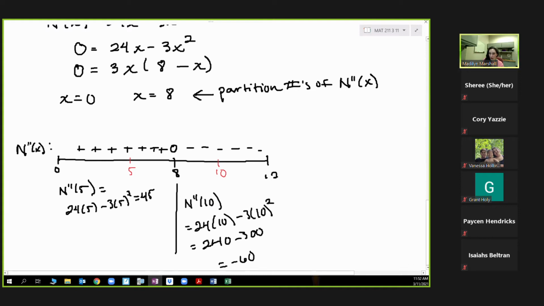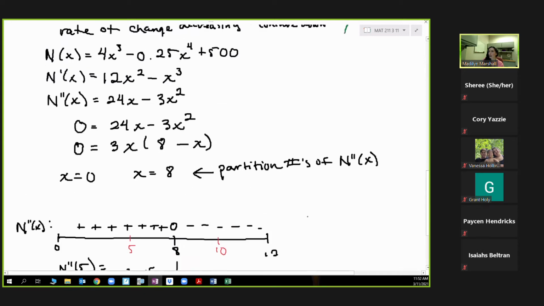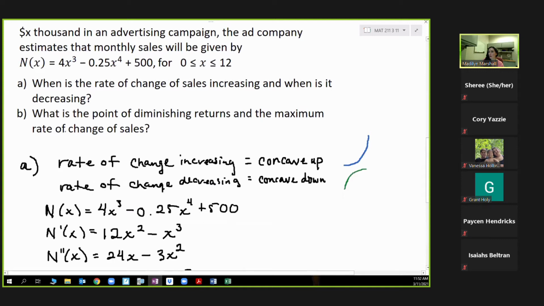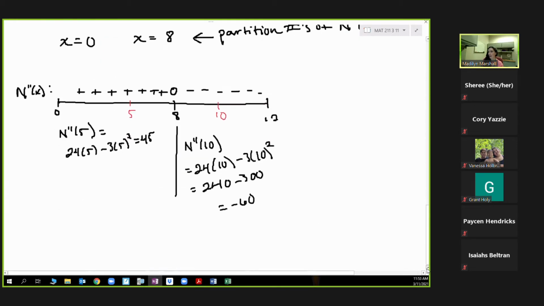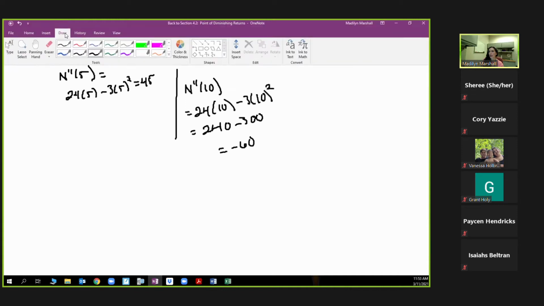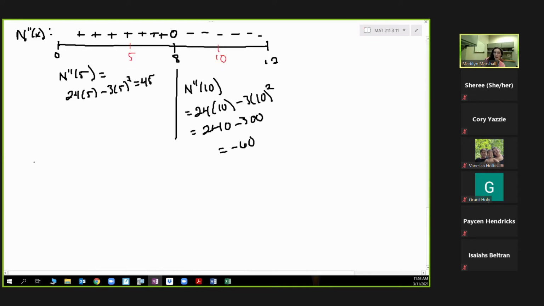Okay, so now we know that this n double prime is positive from 0 to 8 and negative from 8 to 12. So that's telling us that our graph is concave up 0 to 8 and concave down 8 to 12. Let's just look at what that question was again. When is the rate of change of sales increasing and when is it decreasing? To answer the question that's being asked, we should answer it in the same language.